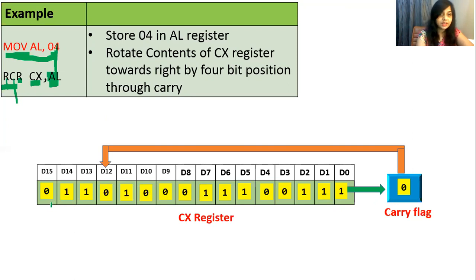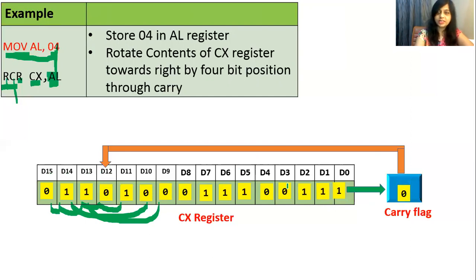Whatever is there in D15, in one rotation it will come over here, 1, 2, 3 and 4. That means whatever is there in D15 will enter into D11. Whatever is there in D14 will enter into D10. Whatever is there in D13 will enter into D9, and similarly other bits. Whatever is there in the carry flag, in the first rotation will enter in D15, 1, 2, 3 and 4. That means in 4 rotations, whatever is there in the carry flag will enter into D12 bit. And other bits will also rotate towards right by 4-bit position.